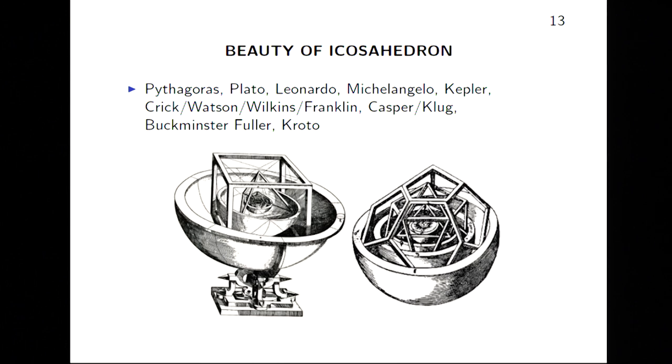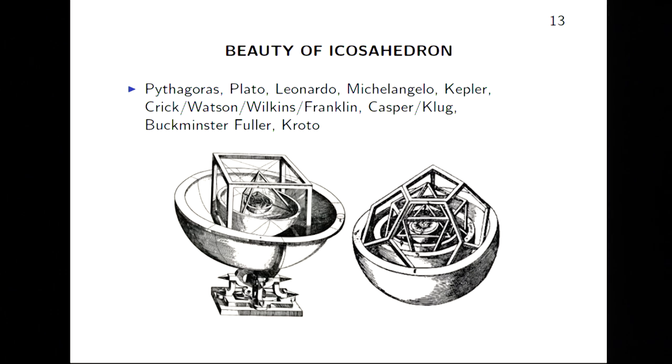And then the next line, you may not know that they're there, are the famous biologists. Crick and Watson, I'm sure you've heard of. Wilkins and Franklin worked simultaneously and would all have got the Nobel Prize together. Unfortunately, Rosalind Franklin died. And Caspar and Klug came later. They were the ones who showed that the DNA virus is basically icosahedral.